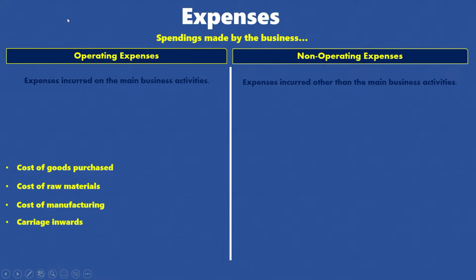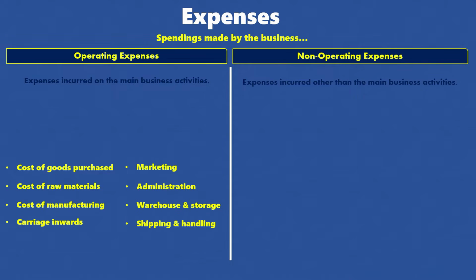But just by making the goods or just by purchasing the goods, you can't really sell them. You have to build a complete ecosystem to enable this business, and for that you will need to incur the marketing expenses and the general administration, and then you will also need the warehousing and storage, and finally shipping and handling. So all of these expenses combined together, all of these activities combined together, bring a complete business into motion. So all these expenses are going to be classified as operating expenses.